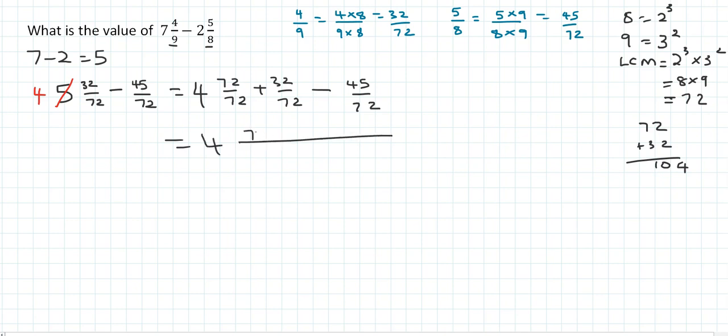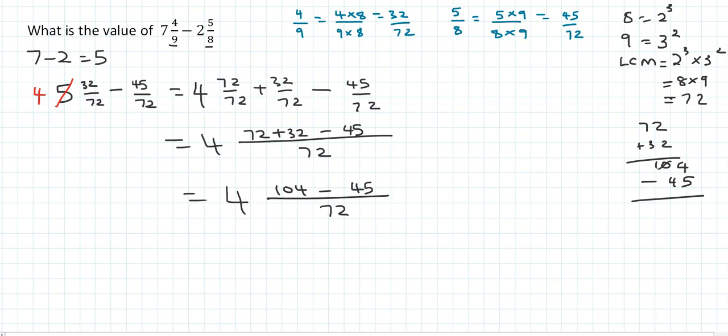Let's go ahead and follow the steps. 72 plus 32 minus 45 over 72. So we're left with 4, 104 minus 45 over 72. So let's subtract 45 here. We have 9 left over here. And then we have 14, 14 minus 5, 9, 9 minus 4 is 5. So we're left with 4, and then 59 over 72 as the solution to this problem.